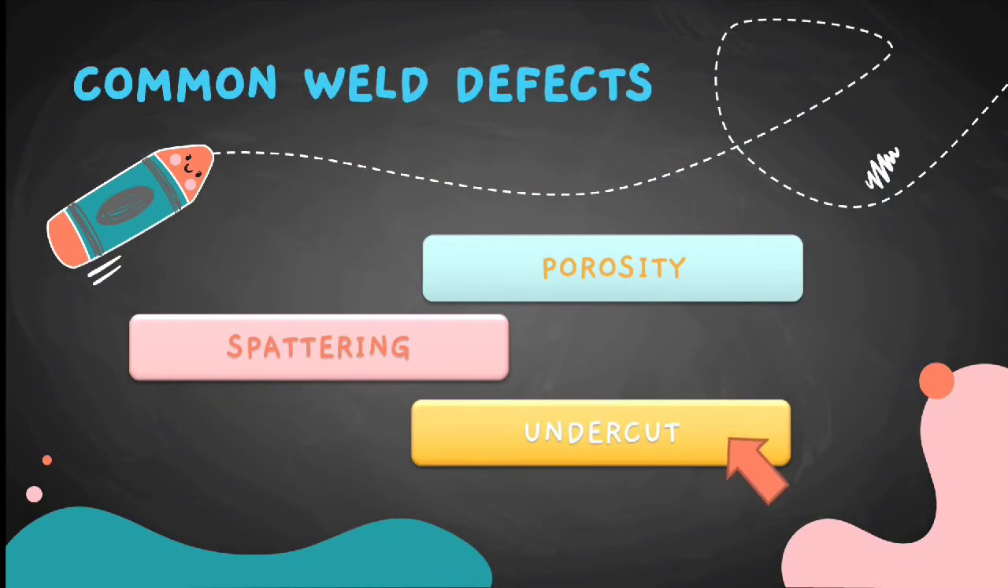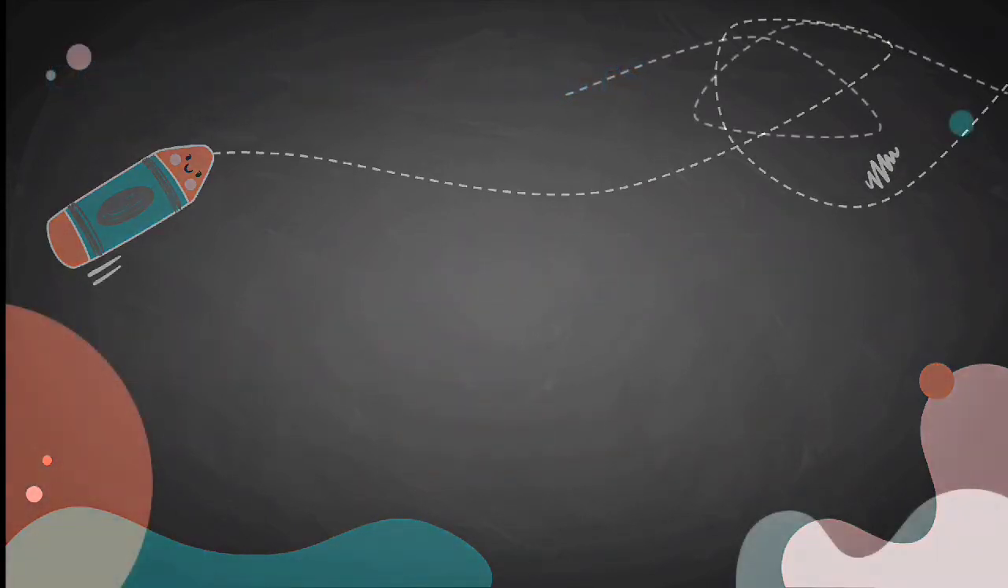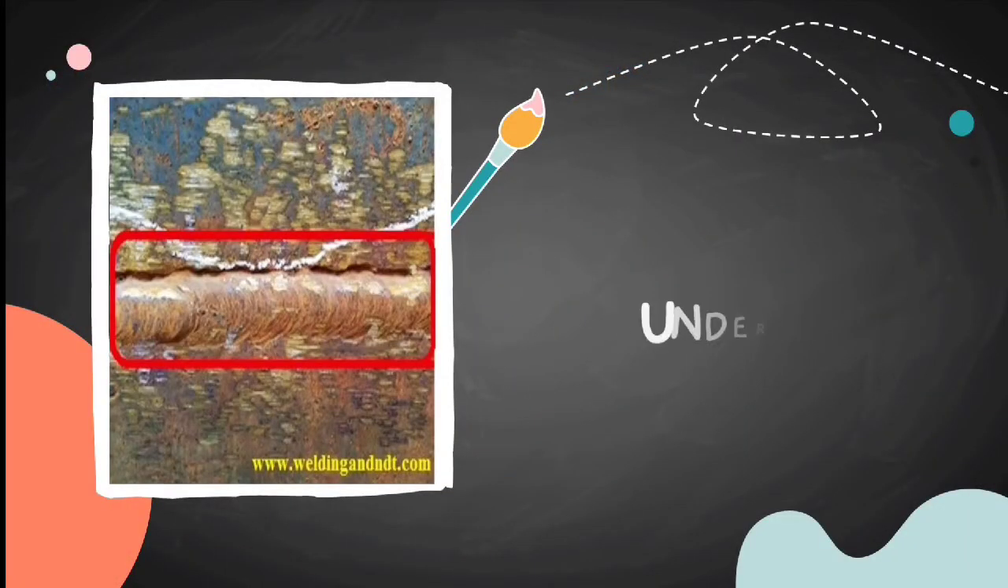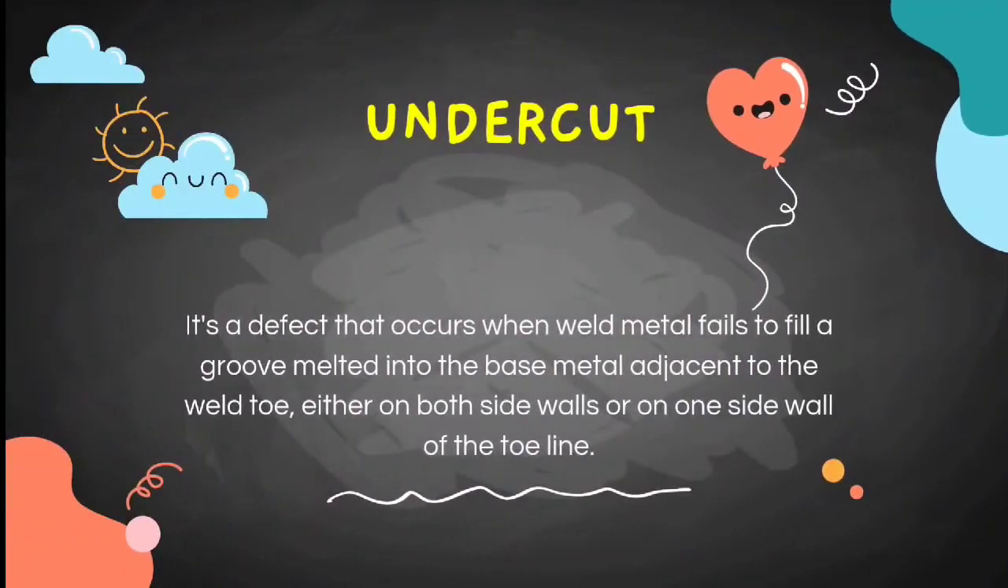Next one will be about the undercut. So what is an undercut? It is a defect that occurs when weld metal fails to fill a groove melted into the base metal adjacent to the weld toe, either on both sidewalls or on one sidewall of the toe line.